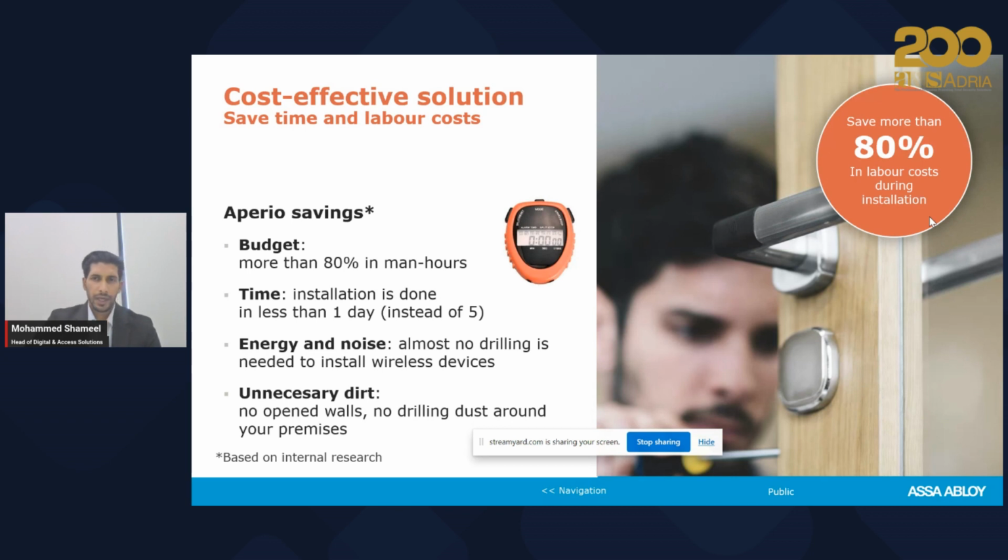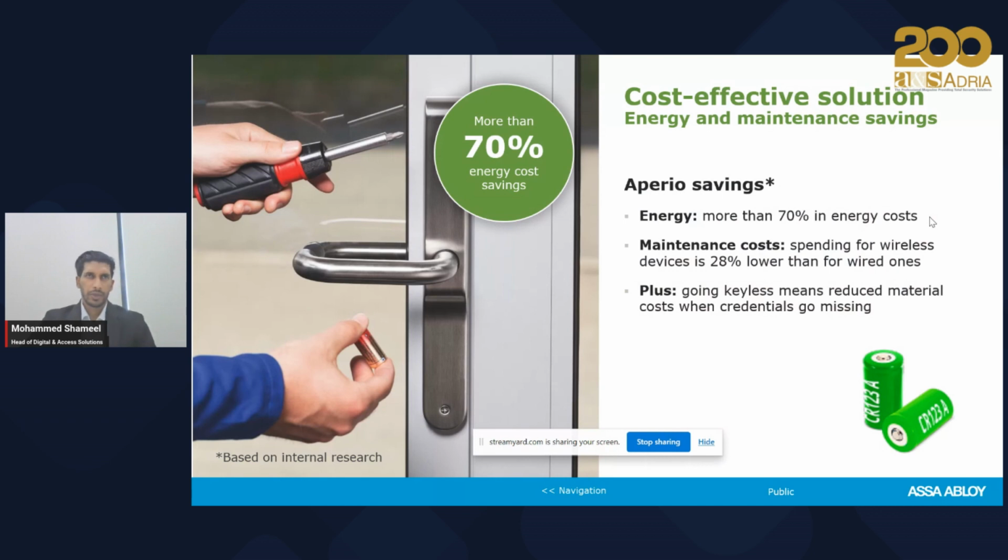For example, in terms of installation, and the labor cost and time associated with it, based on internal research we have done, we could see that 80% of labor cost is saved when there is a shift from a standard traditional wired access control to a wireless access control. Also, in terms of operational cost, since these are battery operated locks, it is 28% lower than the traditional wired ones. Battery replacement is required only once in 2 years, depending on the model of the device.